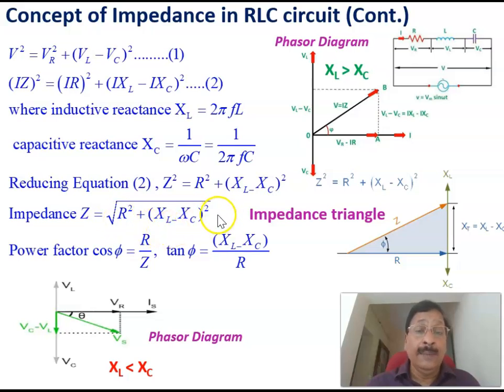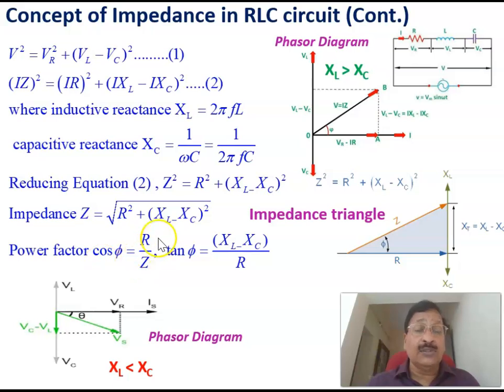Where XL equals omega L, which is equal to 2 pi FL, the inductive reactance, and XC equals 1 by omega C, which is called the capacitive reactance, or 1 by 2 pi FC. Therefore, the equation is the root of R square plus (XL minus XC) whole square equals the impedance.